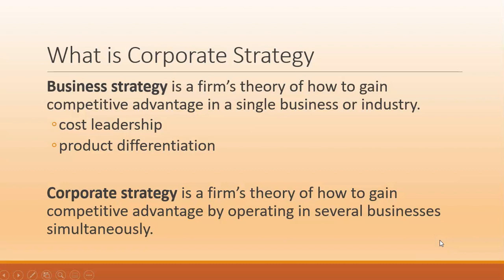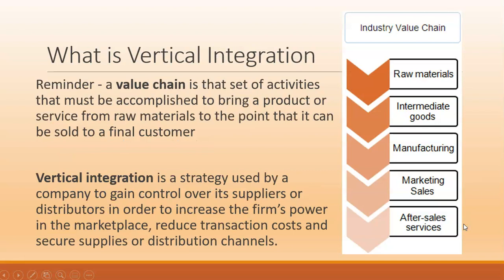Now let us look at what corporate level strategy is as opposed to business level strategy. In the last unit, we looked at business level strategy, and it is a firm's theory of how to gain competitive advantage in a single business or industry. We looked at the two main generic strategies, which are cost leadership and product differentiation. Corporate strategy, on the other hand, is a firm's theory of how to gain competitive advantage by operating in several businesses simultaneously. So what is vertical integration now?